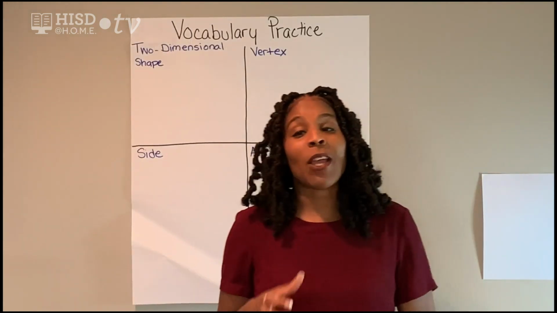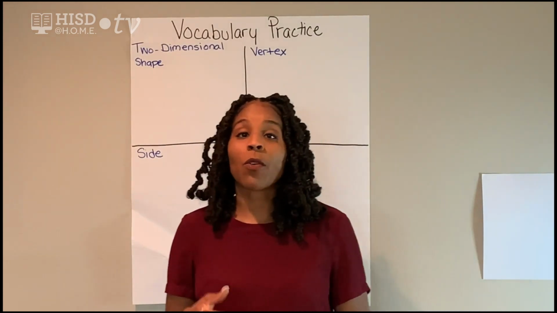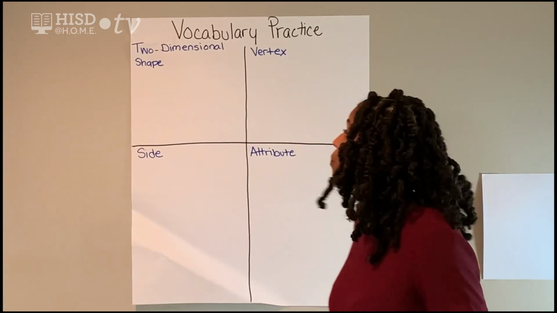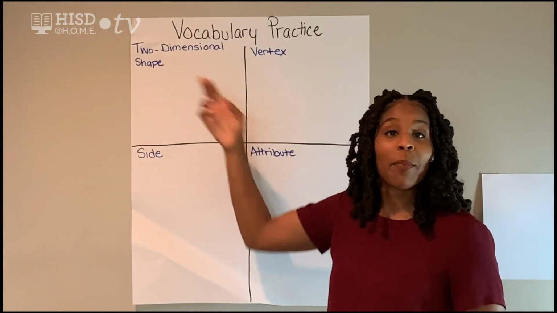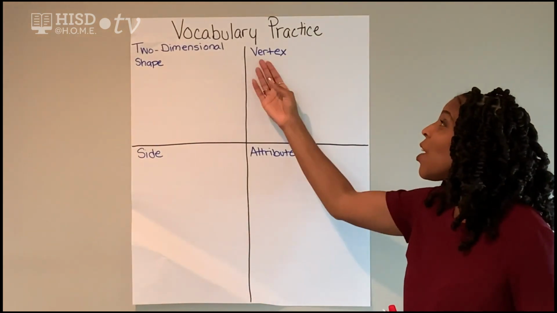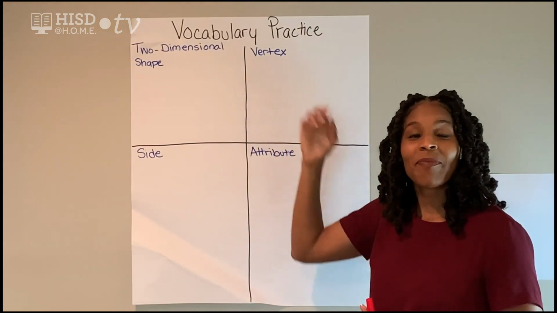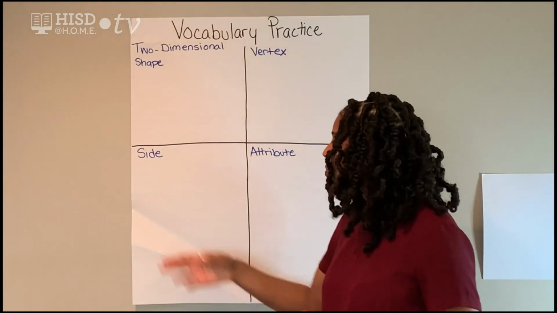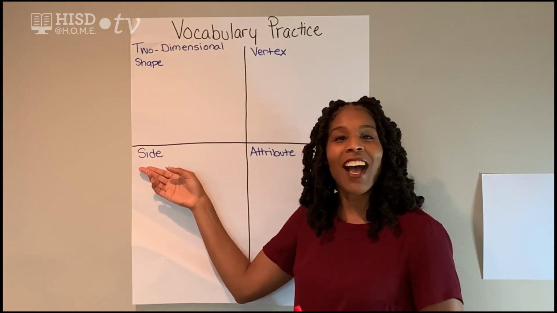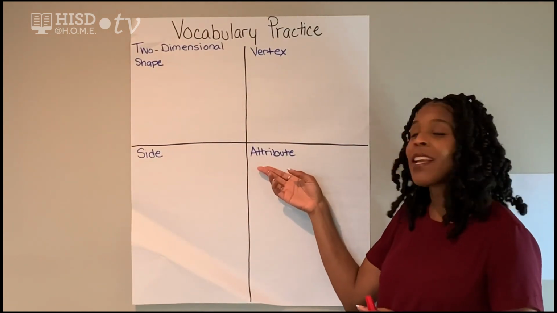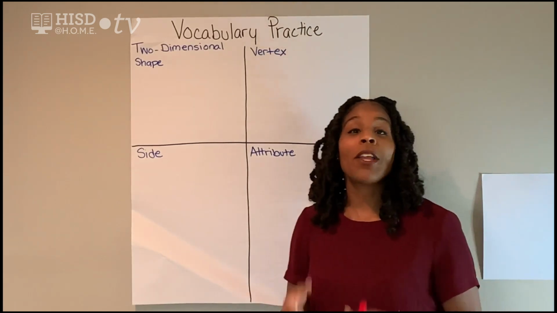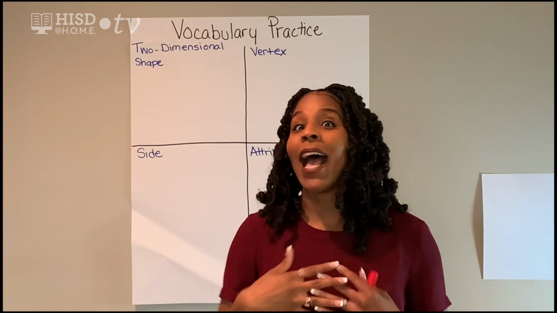Let's begin our vocabulary practice. Today we have some vocabulary words that we're going to review. I want you to say the word after me. Two-dimensional shape. Good job. Our next word is vertex. Good job. Our next word for today is side. Good job. Our next word is attribute. Good job. I want you to use those vocabulary words throughout today's learning.